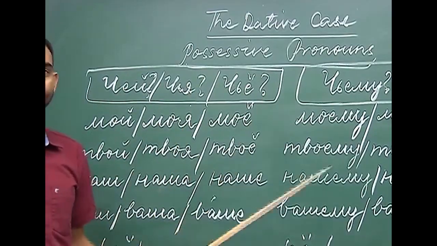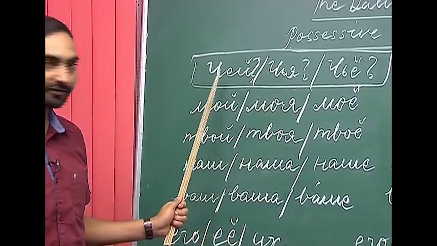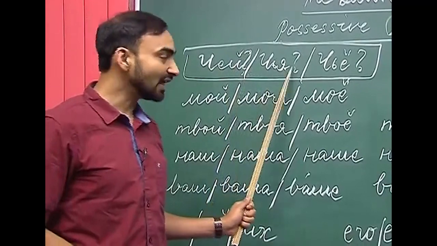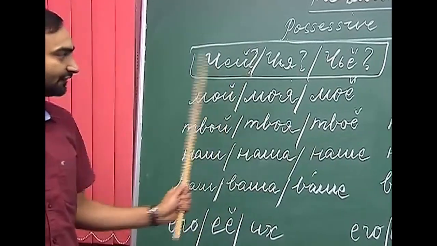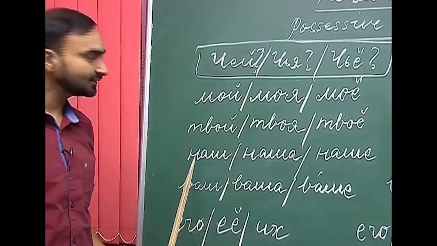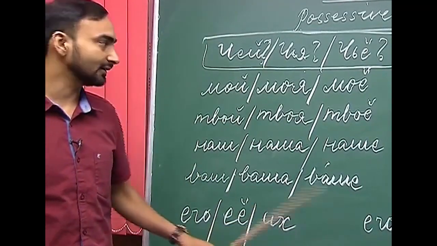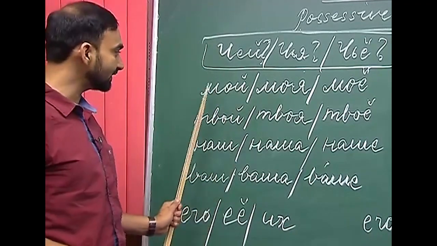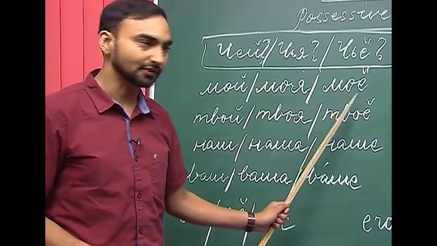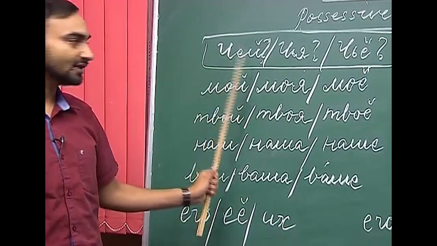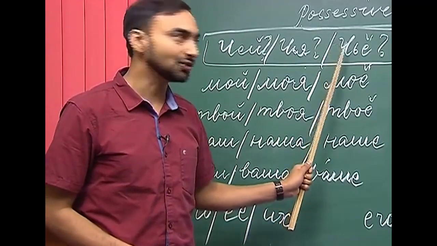We have already discussed that possessive pronouns in the nominative case answer the questions chei masculine, chia feminine and chio neuter, which mean whose. There are three forms in singular of each possessive pronoun except the third person io, ivo and ih. So, moi has three forms. Moi is masculine, maya is feminine and mayo is neuter. Moi answers the question chei, maya answers the question chia and mayo answers the question chio.